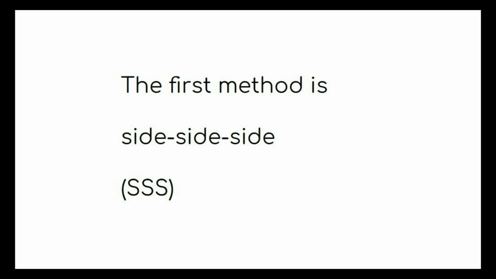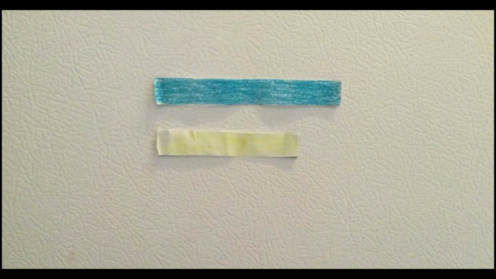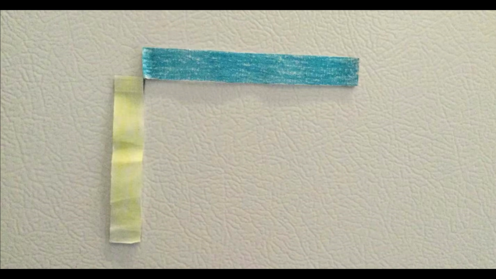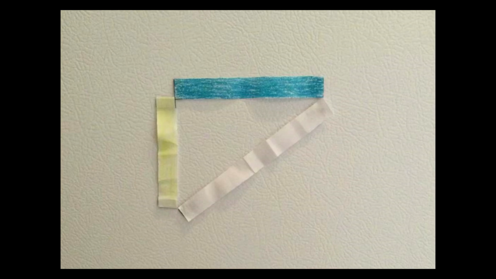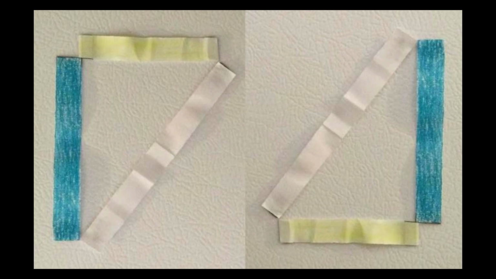The first method is side, side, side. If you only know 2 side lengths, here we have the yellow one and the blue one, you can position them in any way. It can basically go on forever. So the missing length is undetermined. If you know all 3 sides of a triangle, there is only one way the triangle is going to look. So that is why you are able to find if the triangle is congruent to another triangle just by the side, side, side.